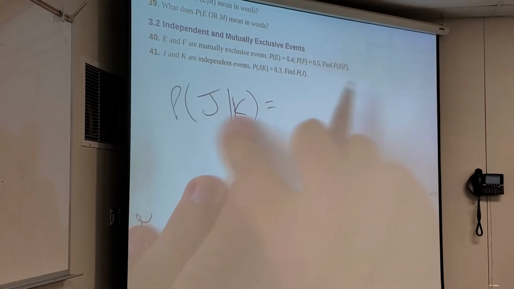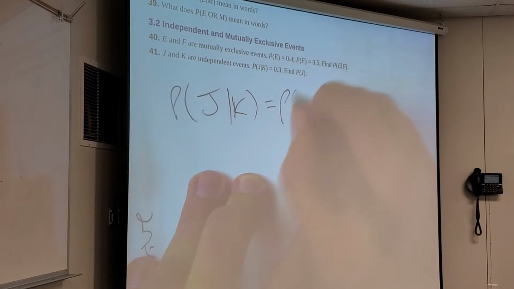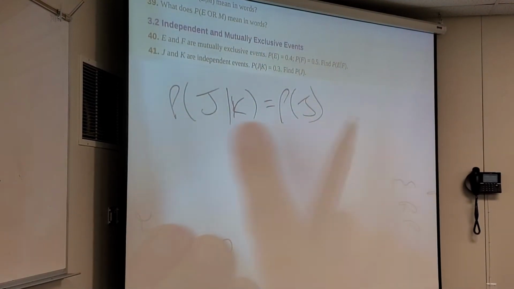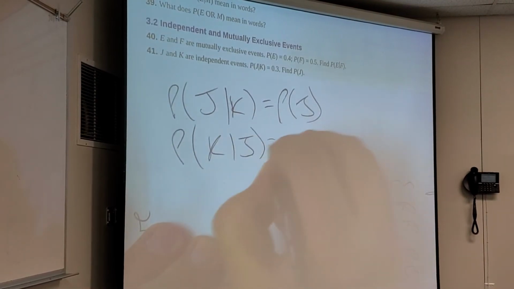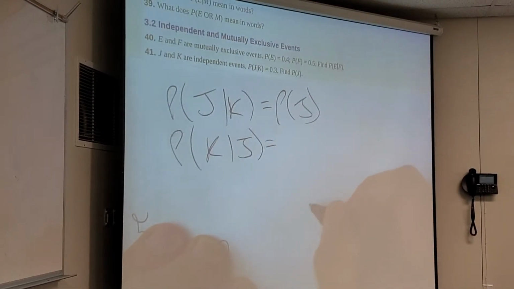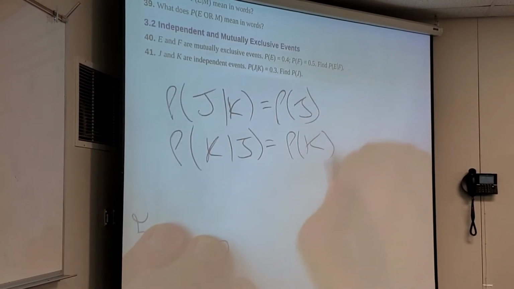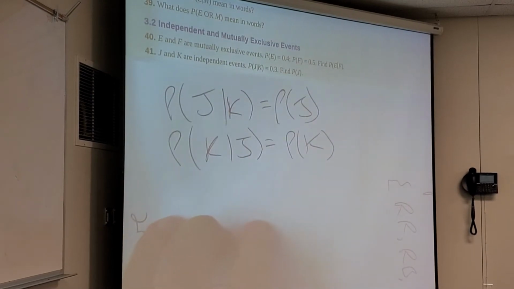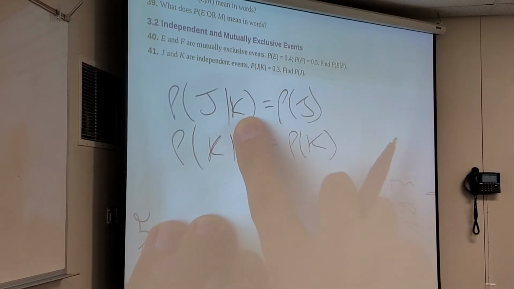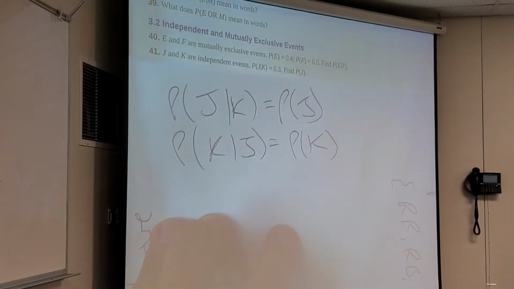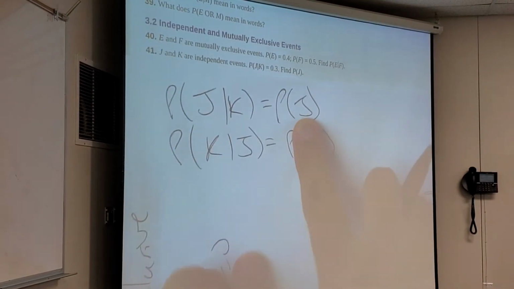K happens. If J and K are independent, does J care that K happened? No, so it stays the same. That means independent. Or, by the same token, J happened. Did K care? No. So this is still the probability of K. And this is the probability of J given that K happened. J doesn't care about K. They told me they're independent, so the probability of J will not change, right?